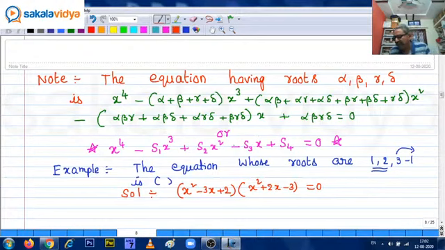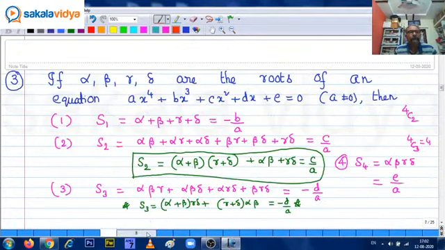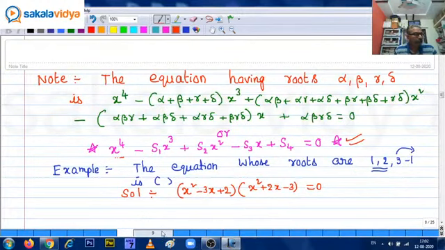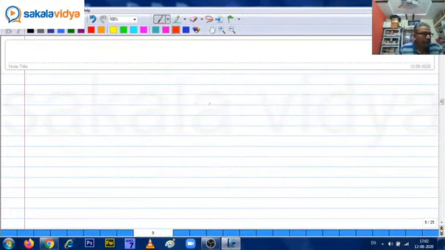For a cubic equation it is applicable, but for more than 3 roots, 4 roots, 5 roots, don't adopt the method. Better remember this, this is important. You remember this one. Okay, next now.